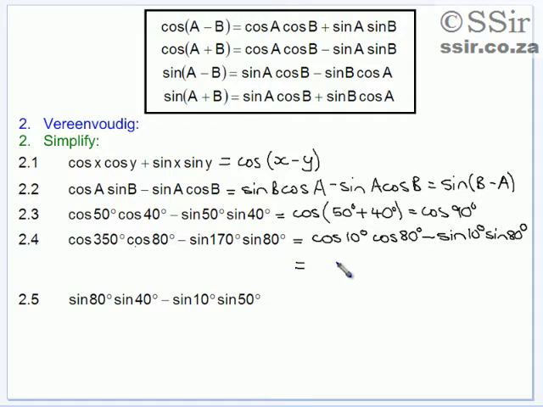Now, we have a cos cos and a sin sin expression, and this is equal to one of the first two cos compound formulas, and in this case it's equal to cos of 10 degrees plus 80 degrees. We can again write cos of 90.